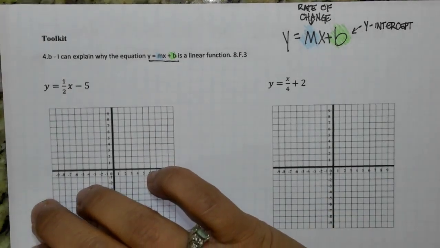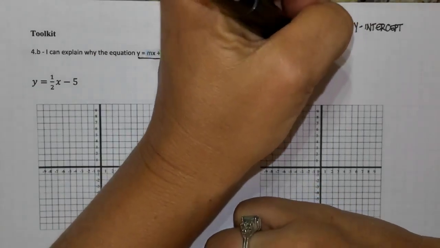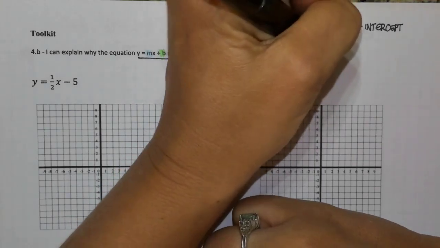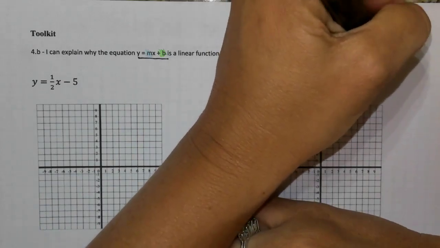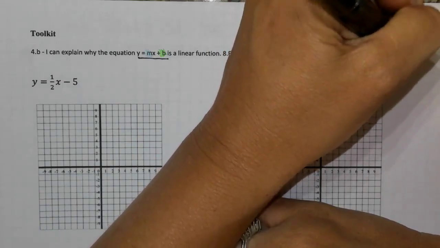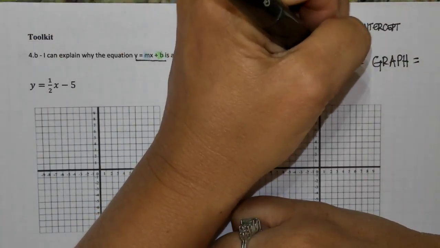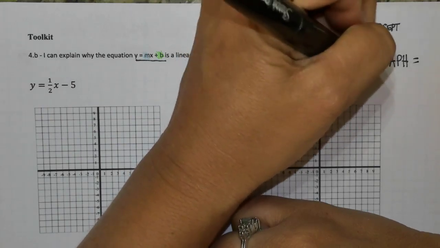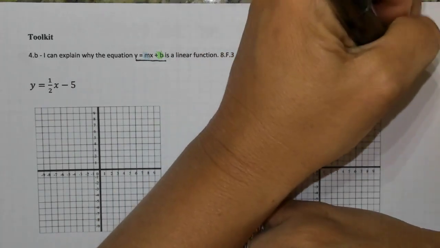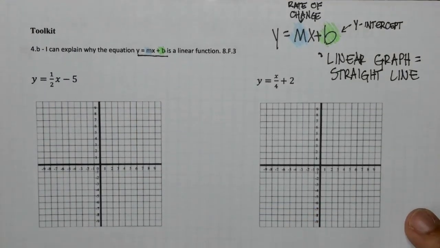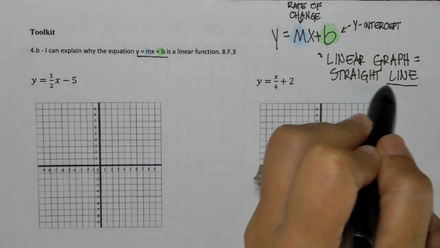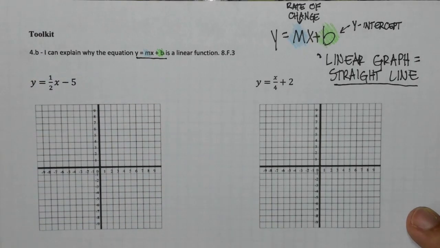So I'm going to write a note about that as well: a linear graph equals a straight line. All right? Coming back to that every time, we have to decide as we draw these out, are they straight lines?